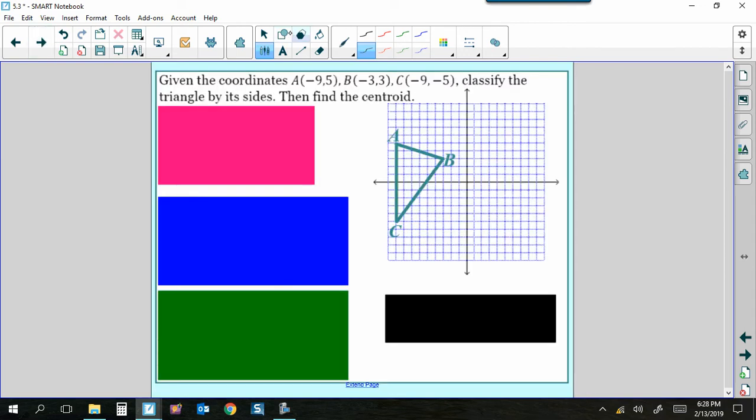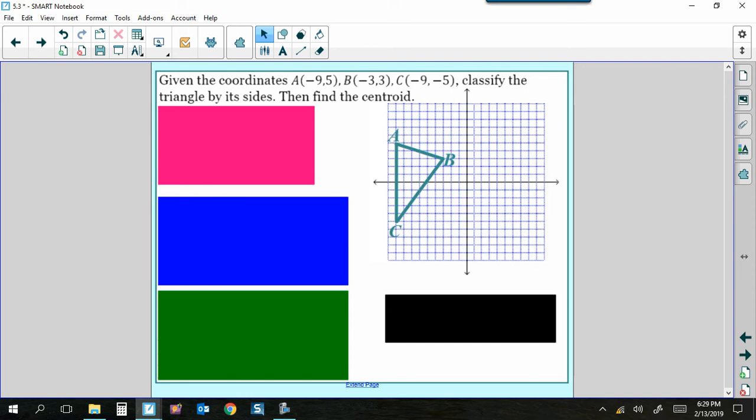So that's what we're going to go ahead and do here with our first one. Go ahead and graph triangle ABC given the coordinates at negative 9, 5, negative 3, 3, and negative 9, negative 5. You should get triangle ABC as you see on your screen. We're going to go ahead and do the distance formula for all three sides, and then compare the three sides to see if we have a scalene, isosceles, or equilateral triangle. When we're done doing this, we're going to substitute the three coordinates into our centroid formula and calculate our centroid. Good luck!